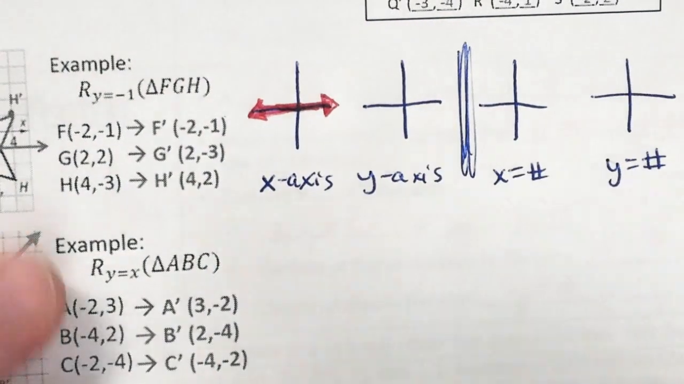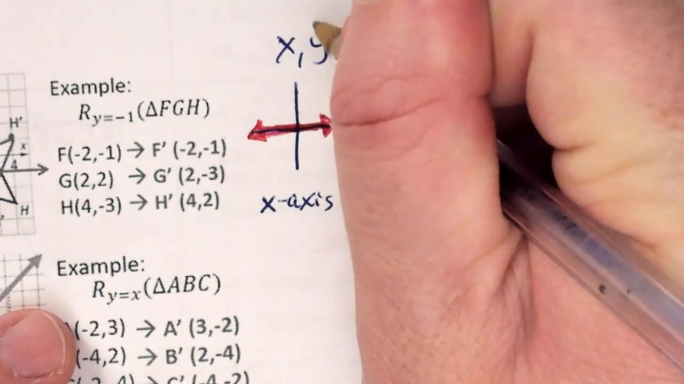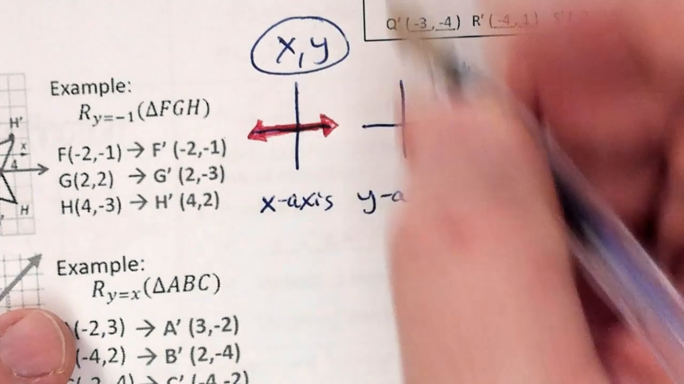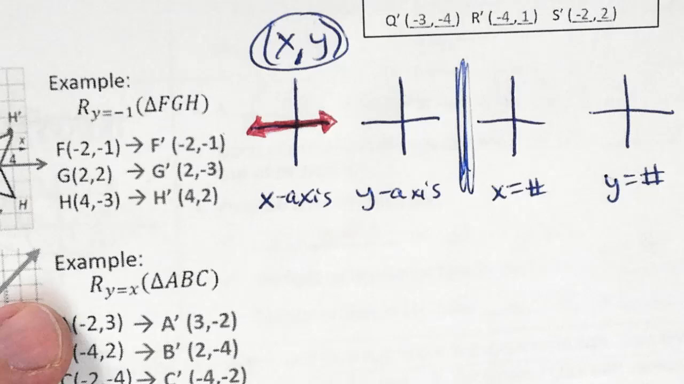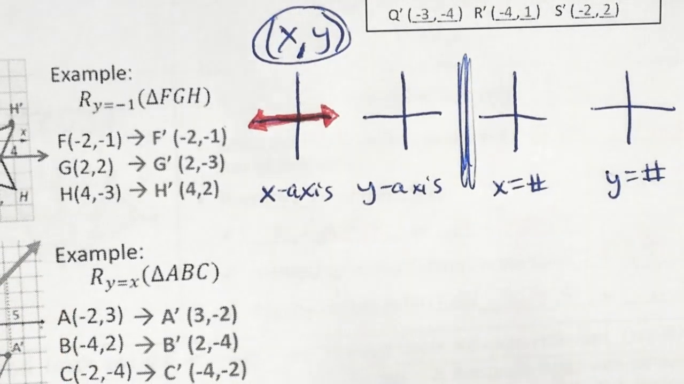And let's say we start off with x comma y. Oh, do you guys see that? I just wrote a comma. Okay, so I'm not going to write any more commas now. But if you start with x comma y, what would be the new coordinates?